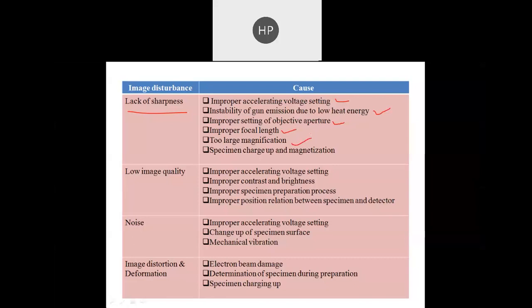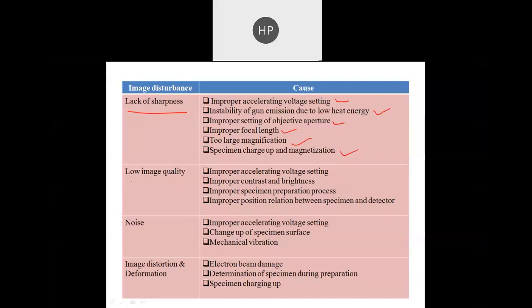If the magnification is very high, the sharpness of the image will reduce. And the specimen charge up and magnetization. So this is also one reason due to which we are not able to get sharpness in the image. So if you look into all these parameters and we set them properly, we can have a good image.